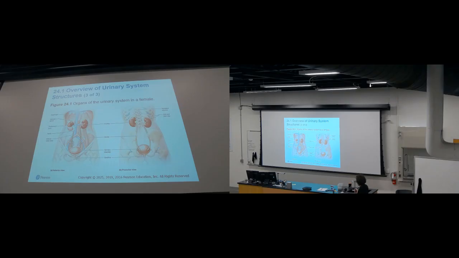And this is the posterior view showing you how the kidneys are differently located in terms of level. Of course, we know that they are in the lumbar area, but the right one is lower than the left. Why do you think the right one is lower than the left?